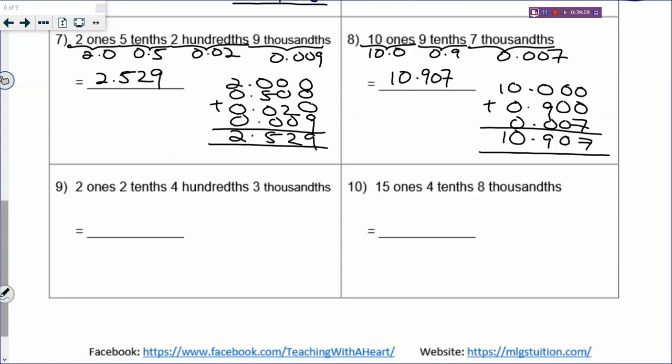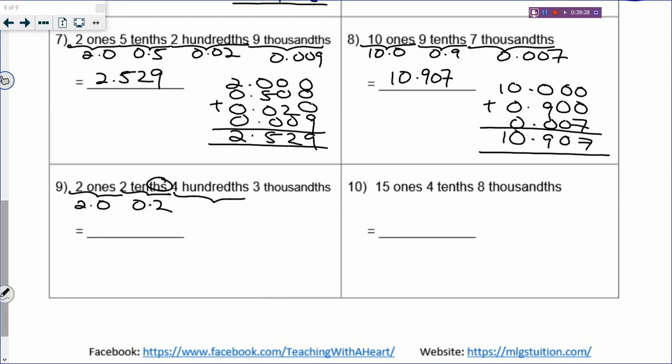Okay, alright, so the last two. Now, 2 ones. 2 ones is 2.0 decimal, right? 2 tenths will be 0.2. So watch out for the TH. Once you see a TH, it means that you must have a decimal point already. But if you don't see a TH, then that is your whole number. Okay, your normal whole number.